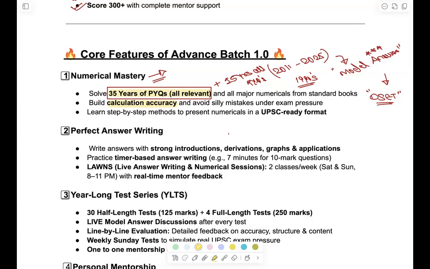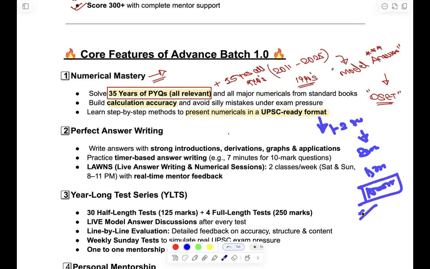Next, learn the step-by-step method to present numericals in UPSC. Yes, this is very important. Presenting numericals in a UPSC-ready format. I cannot give you an example right now, but I will give you one in the orientation session. But you must have come across a few numericals that would hardly take 1 or 2 lines to solve, yet they are asked as 20 mark questions, 15 mark questions, even 10 mark questions.